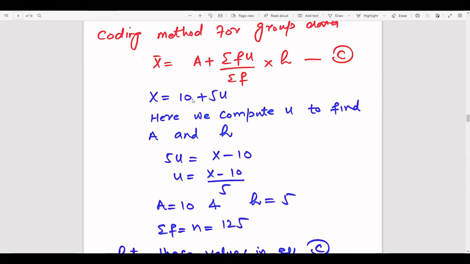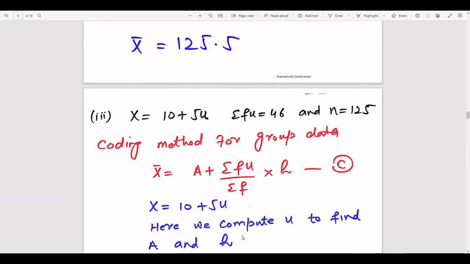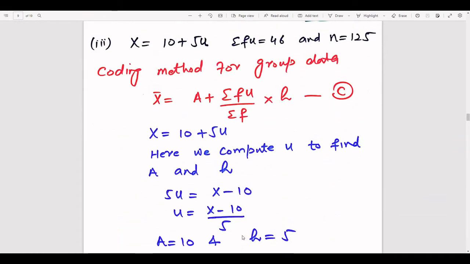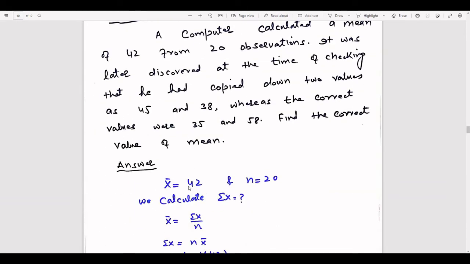When we take 10 to this side, x minus 10, and multiply by 5 by cross multiplication, u is equal to x minus 10 over 5. In general form, u is equal to x minus a over h. A is 10, h is 5, sum of f is equal to 125. Putting these values in equation number C: 10 plus summation fu, 46, over summation f, 125, multiplied by 5. So 10 plus 46 divided by 125 multiplied by 5 gives 1.84. The answer is 1.84. Now we move towards the next question.